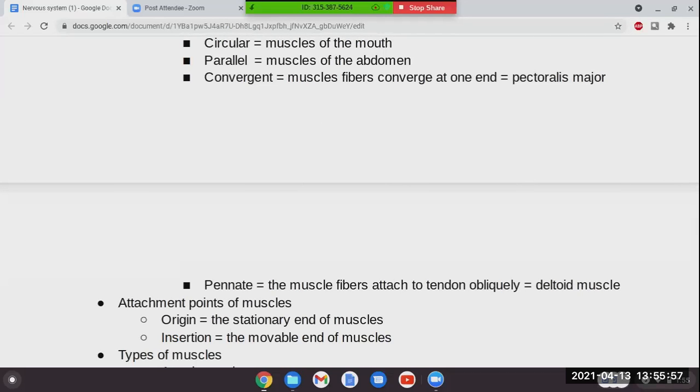Attachment points of muscles. Why is it not going down? Muscles have attachment points. They always have endpoints. Let me see if I can go down. I don't know why it doesn't let me go down.